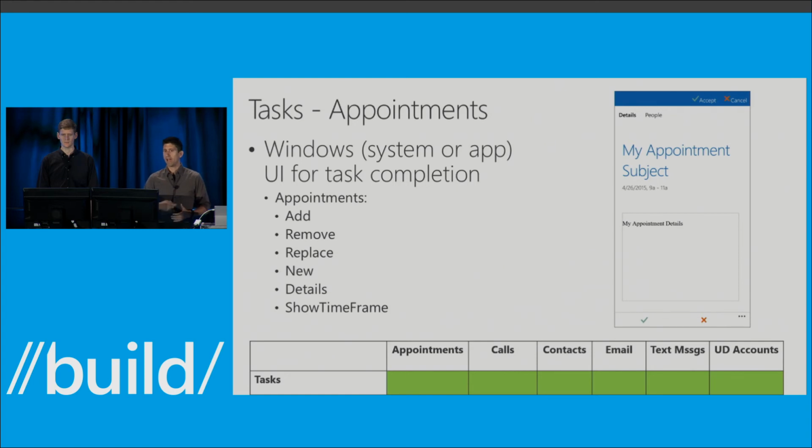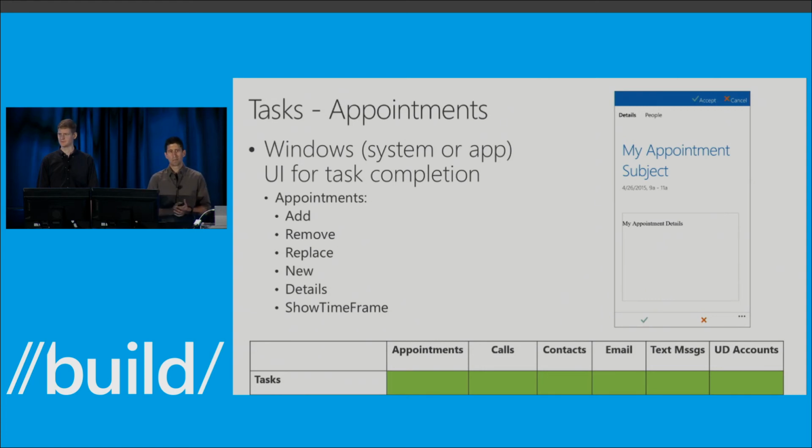We allow you to add a new appointment. In this case, what you do is you define a subject and details, time, duration. And then you pass this into a single API call, and then UI is brought up by the Outlook Calendar app, and the user can save it to a calendar or choose to cancel. Same idea with remove. It shows the UI, and the user can choose to remove that particular appointment or cancel.